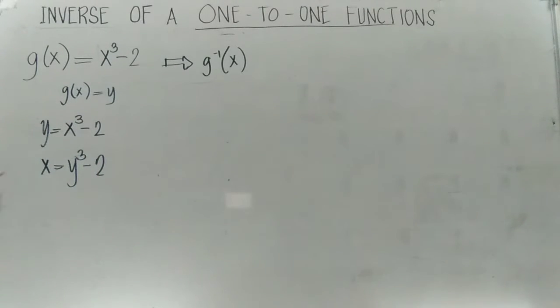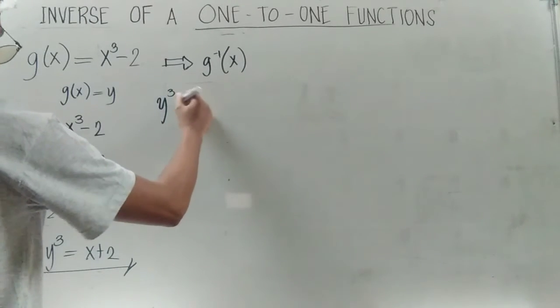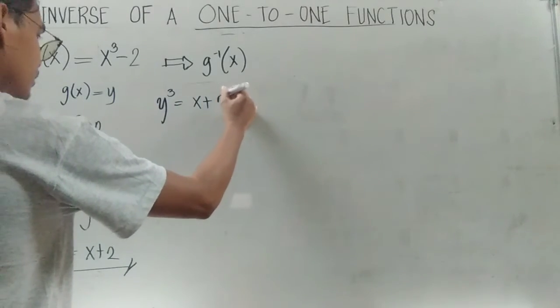Then next step is to solve for your y. Or we have y cubed on the other side and we have x plus 2 on the other side. Okay? Or you can write it as y cubed is equal to x plus 2. They are the same. So we have y on the other side, but it is not simplified yet. So we will have to solve y cubed is equal to x plus 2.